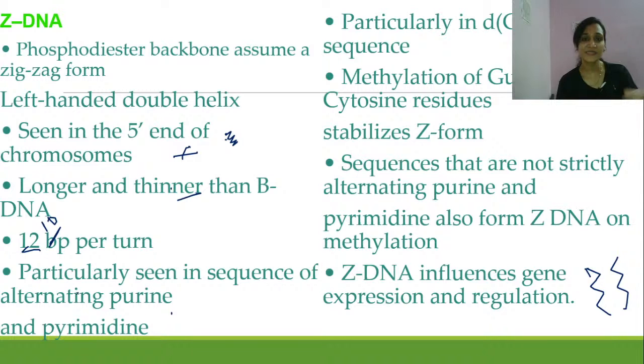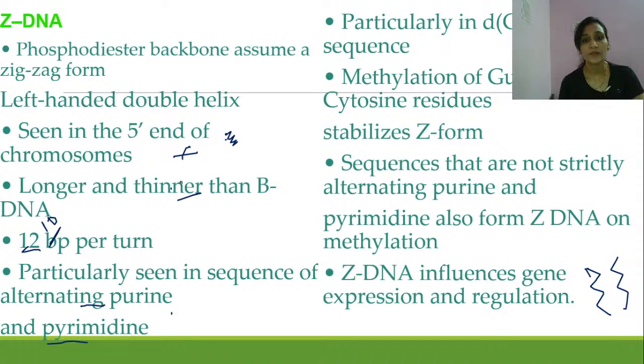And what is this structure? When we are talking about bDNA, we are not talking about any kind of specific sequence. We are just saying that it is right-handed and in one complete helical turn there are 10 base pairs. But when we are talking about zDNA, what is it made up of? It is made up of alternating purine and pyrimidine bases. One purine, one pyrimidine, one purine, one pyrimidine, like that is the sequence. So that's why it gives it a zigzag structure.